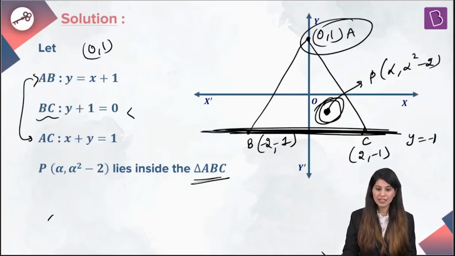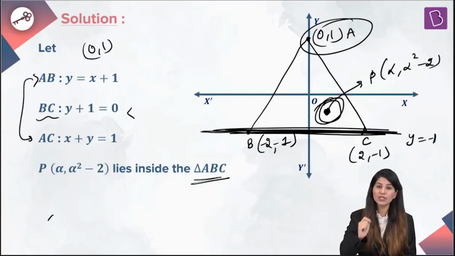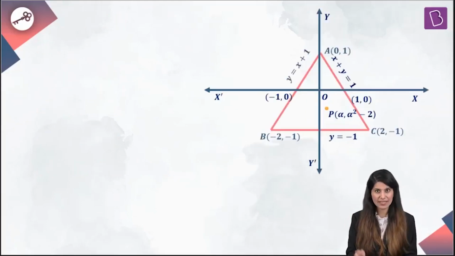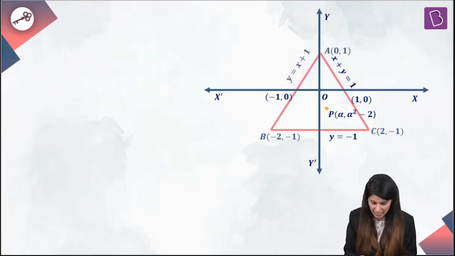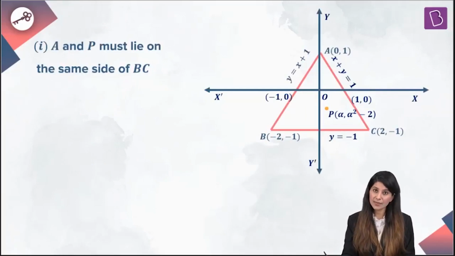Can you clearly figure out, whenever there is a triangle and there is a point which is inside the triangle, with respect to the third side, in this case BC, so with respect to BC, P and A both are lying on the same side of the line. Yes, that is the concept we need to apply. This is the neatly drawn triangle, and the first thing which we have figured out is A and P must lie on the same side of BC. Now what to do with it?